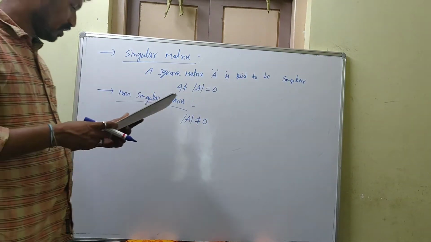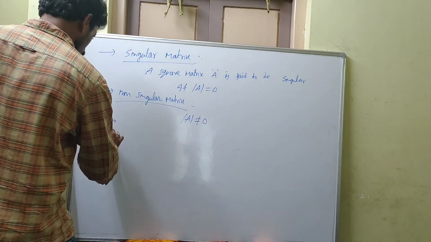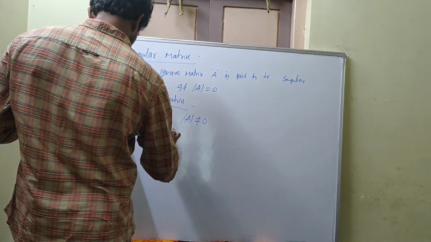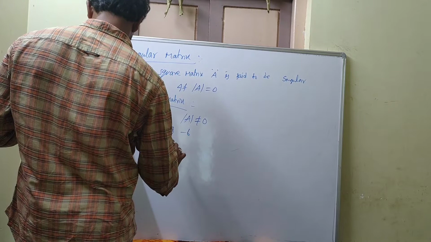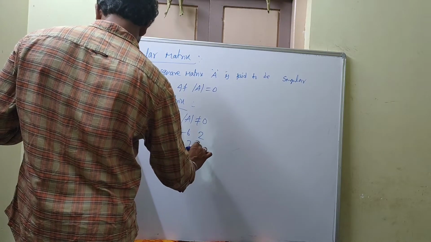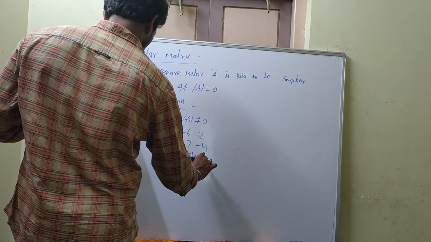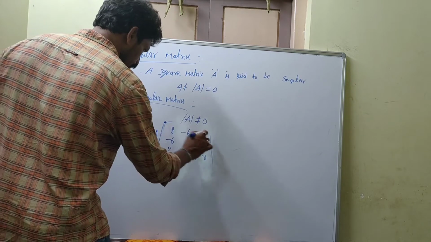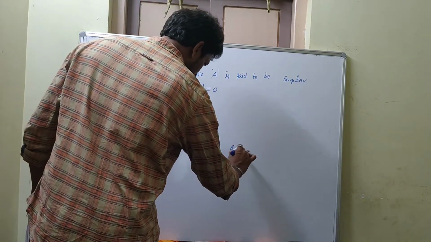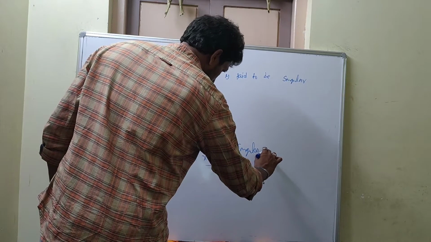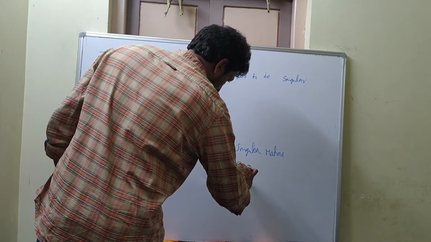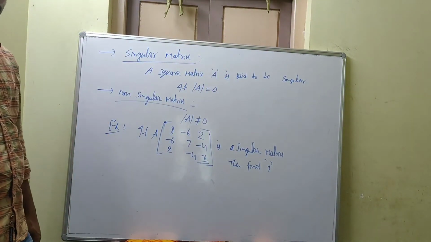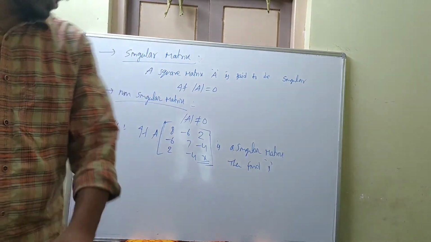Okay. So based on this one, you take one example. If the determinant of the matrix A with rows 8, minus 6, 2; minus 6, 7, minus 4; 2, minus 4, x is a singular matrix, then find the value of x. Here they given one unknown value, x. You have to find out this value of x.